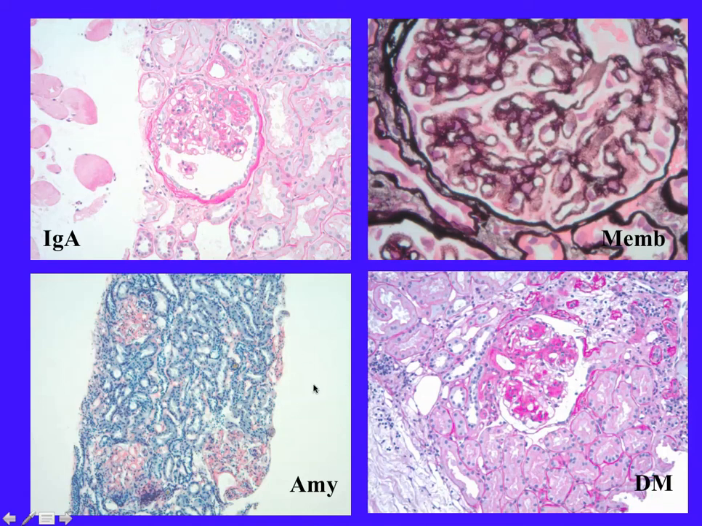Amyloidosis may also recur, and this is the Congo red stain that shows the typical salmon red looking glomeruli due to amyloid deposits in their tufts. And of course, recurrent diabetes with nodular glomerular sclerosis.